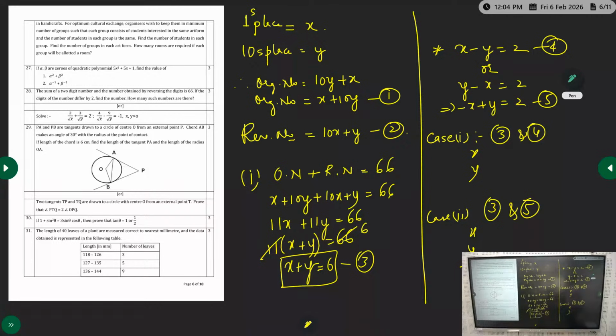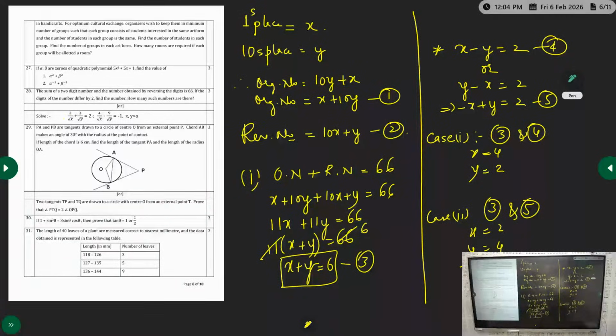How many of you got, in case 1, what is the x value? 4. x value is 4. y value? 2. Then here in case 2, x value will be 2, y value will be 4. Check properly. After finding the x and y value, you should say what is the original number and reverse number. That also you should substitute in equations 1 and 2. Original number will be 42, reverse will be 24. Original number in the second case is 24, reverse will be 42.